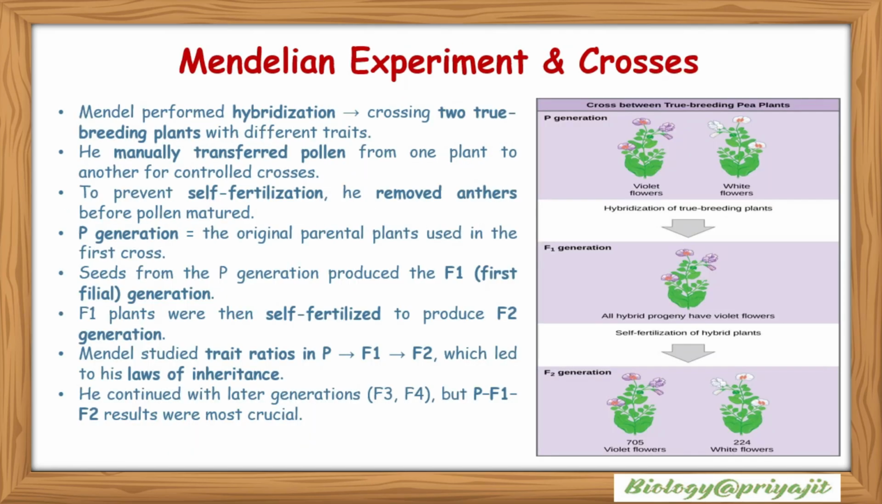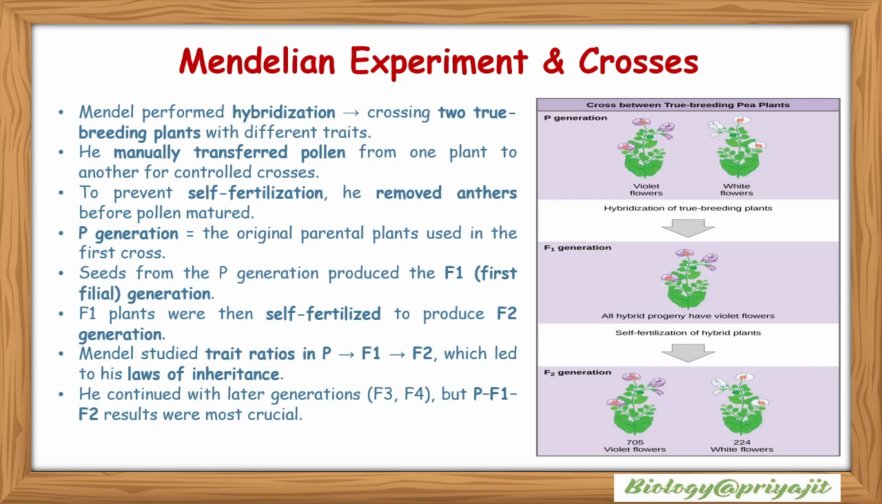Mendelian experiments and crosses. Mendel performed hybridization, crossing two true breeding plants with different traits. He manually transferred pollen from one plant to another for controlled crosses. To prevent self-fertilization, he removed the anthers before the pollen matured.